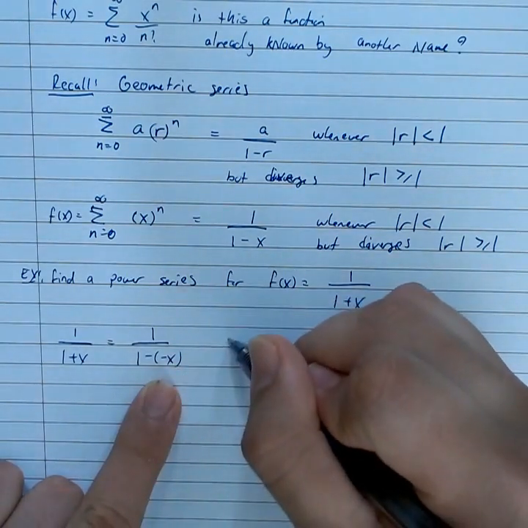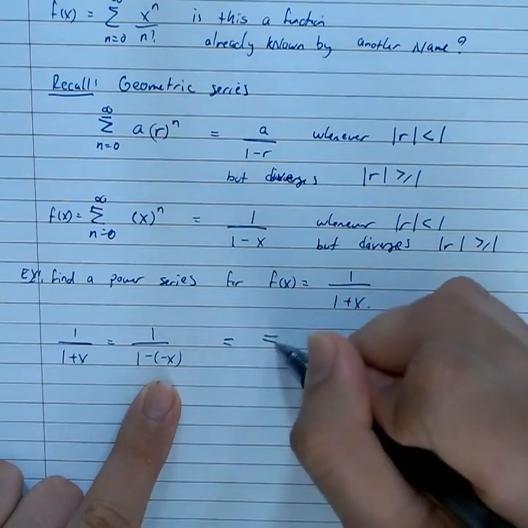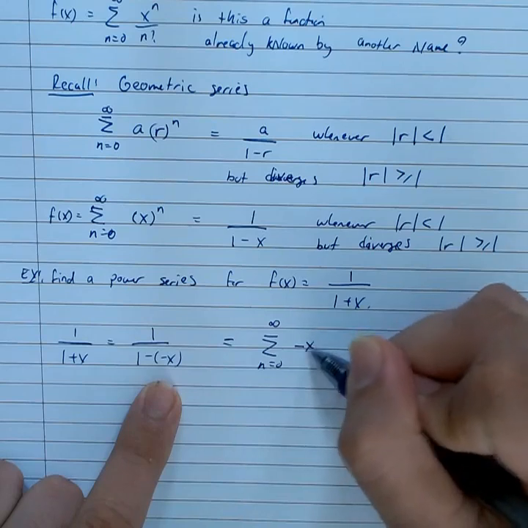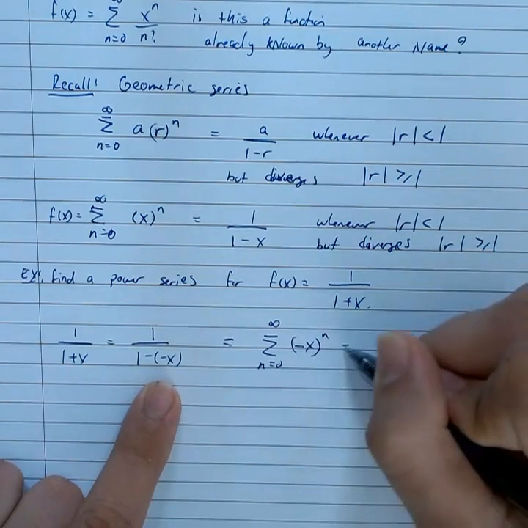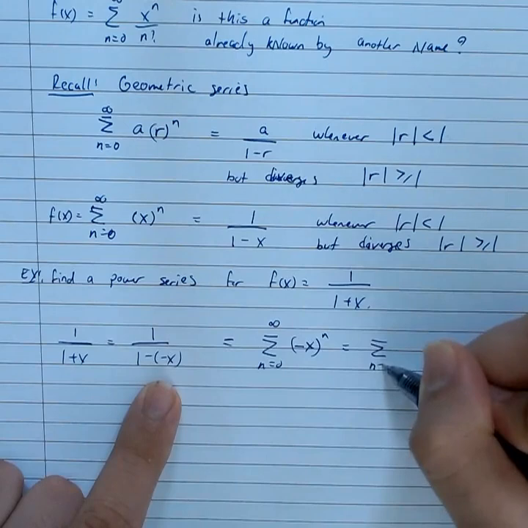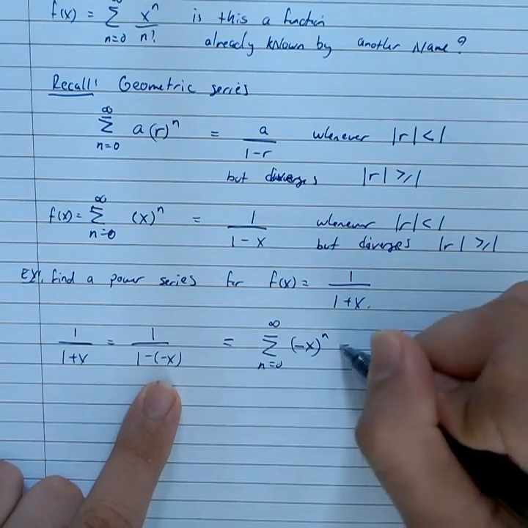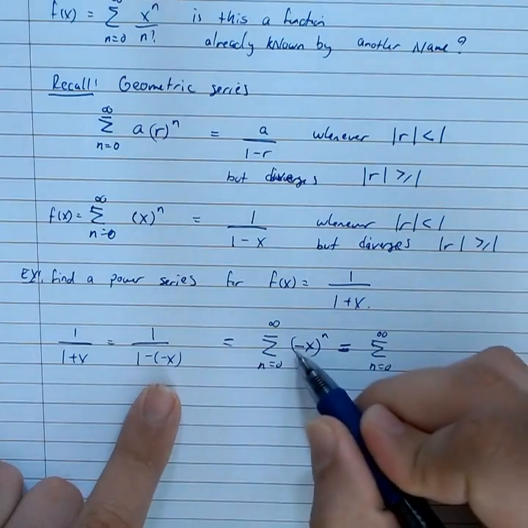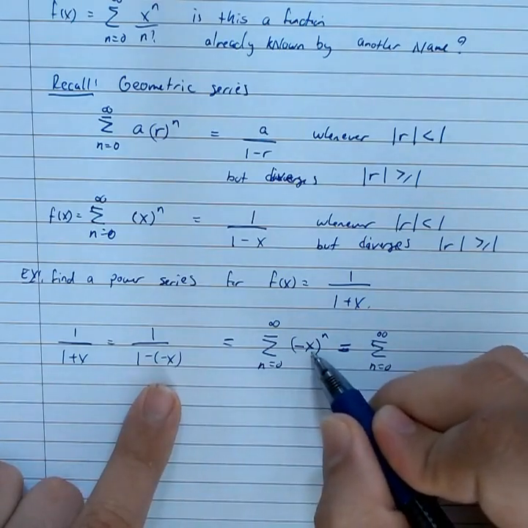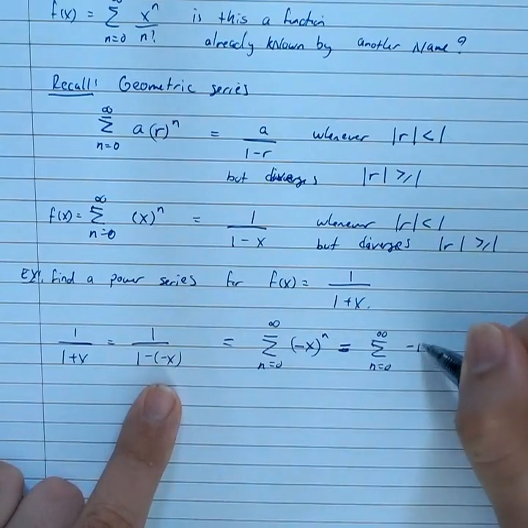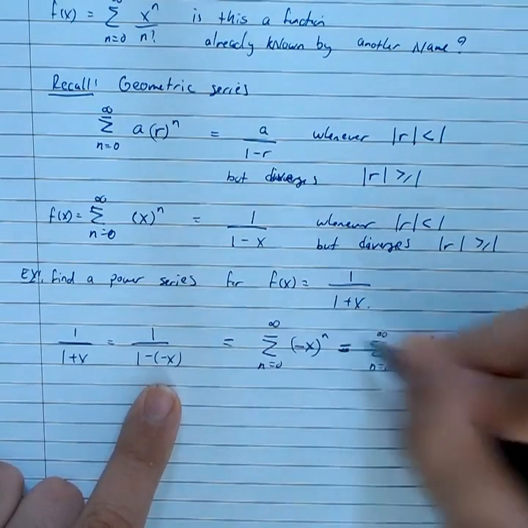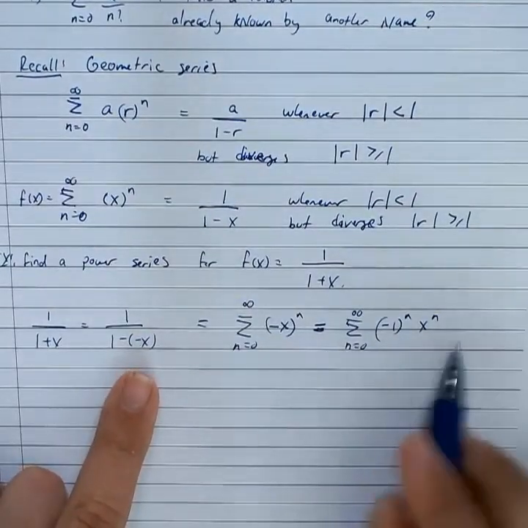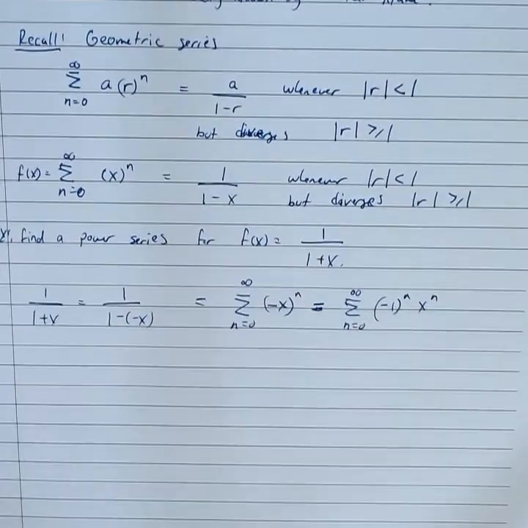So here, this is going to equal the sum, as n goes from 0 to infinity, of minus x to the power of n. Or we may have a simpler time writing it this way. We can separate this. After all, minus x is minus 1 times x. So I can write this as minus 1 to the power n times x to the power n. And that way it looks more like an alternating series. This will be convenient for other things later.